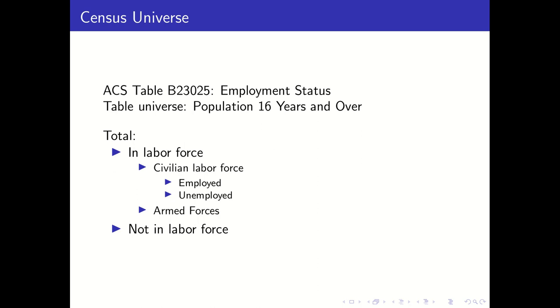This is important too, because if you're trying to measure the unemployed population, you have to understand that the unemployment rate is basically just the percentage of people in the civilian labor force who are currently not employed. That does not include people in the armed forces, and it doesn't include people who are not in the labor force. So it's important to pay attention to how the data is subdivided and also what this total is referring to, or what the universe is for the particular table.